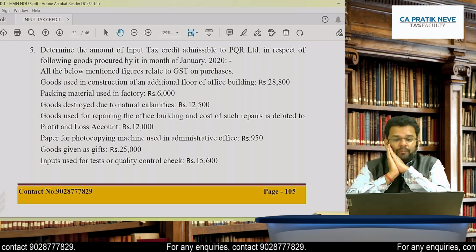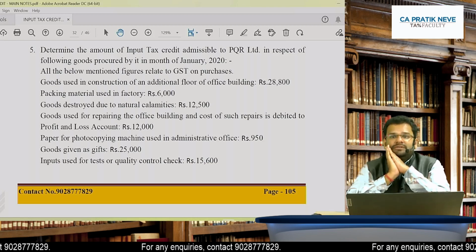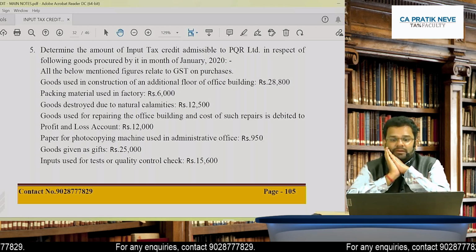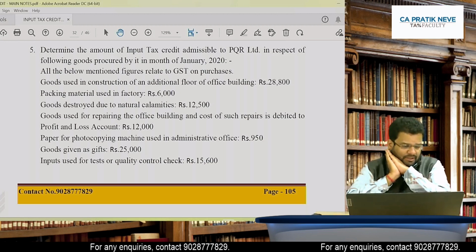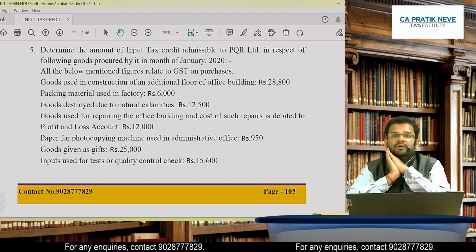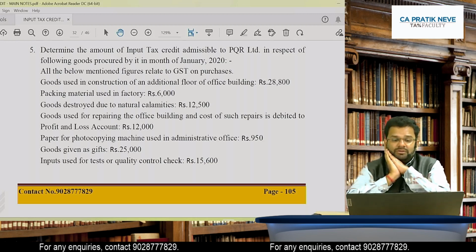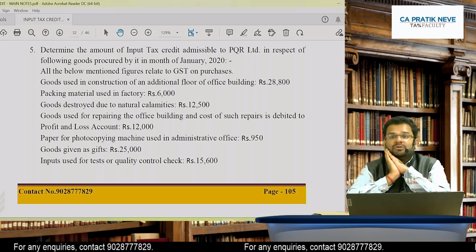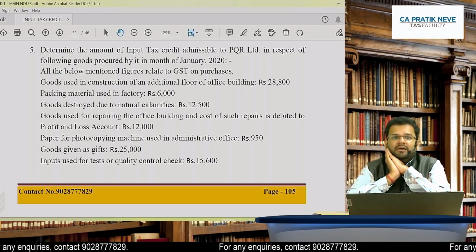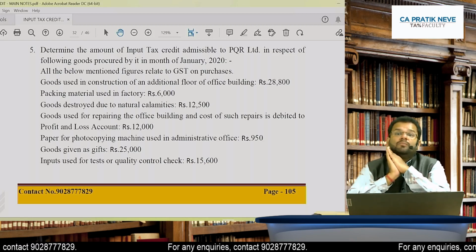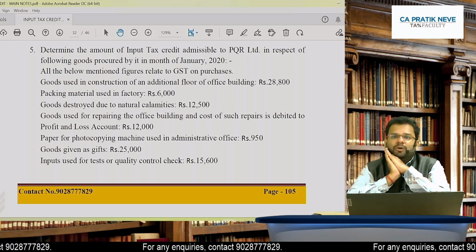Paper for photocopying machine used in admin office. ITC will be, Chaitanya, allowed. No problem, because it is used in course or furtherance of business. Wherever there is a specific blockage of ITC, then only block it. Otherwise, don't block it.